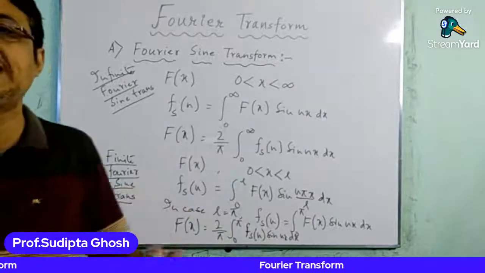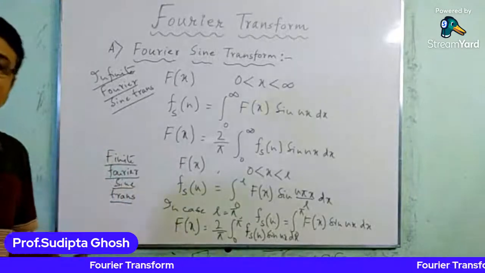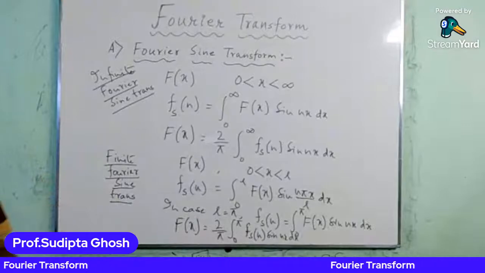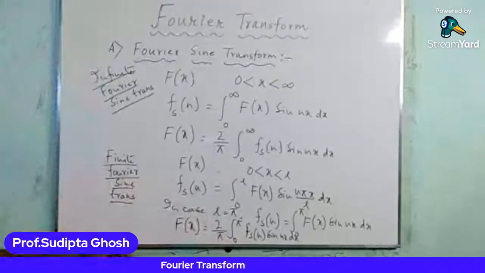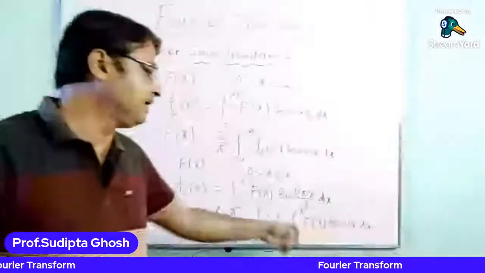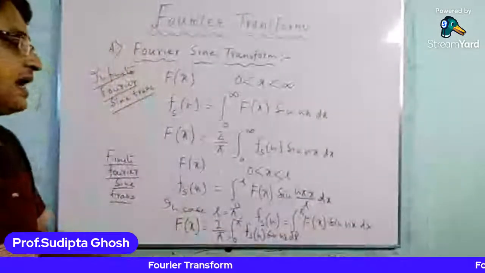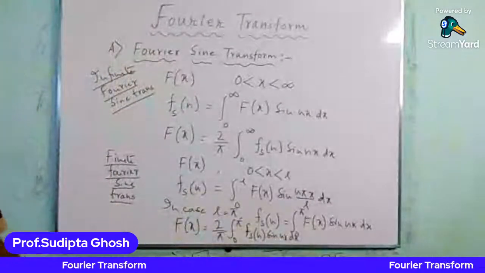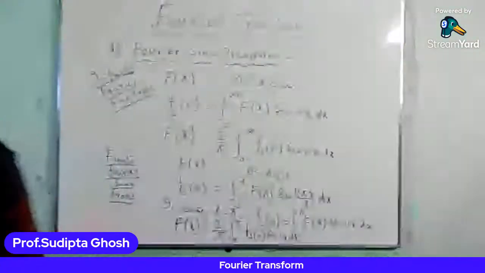In case of L equals pi, if the range of x is between 0 to pi, then just put the value L equals pi in this general form, and you will have Fs(n) equals integral 0 to pi capital F of x sine nx dx. Okay? Is it okay?